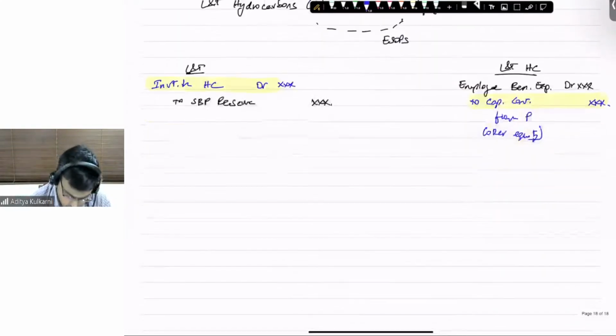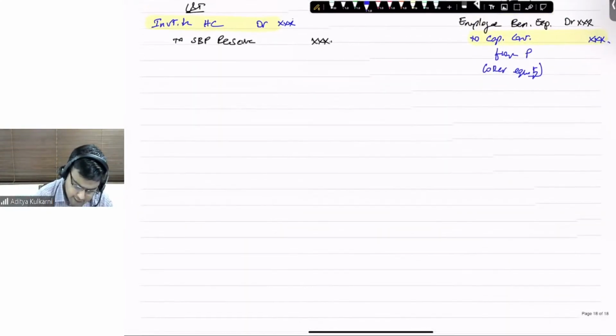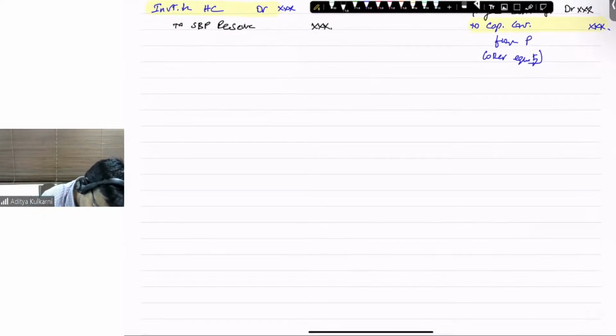Okay. So give the heading. We quickly make a note of this. Group share-based payment plan. Okay.